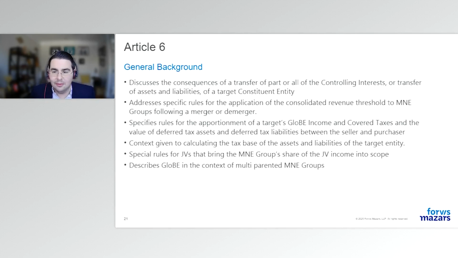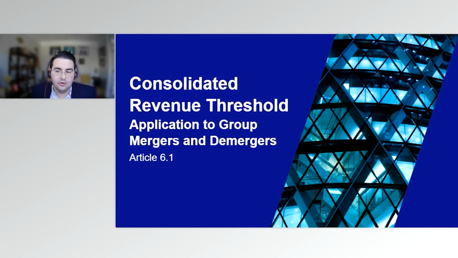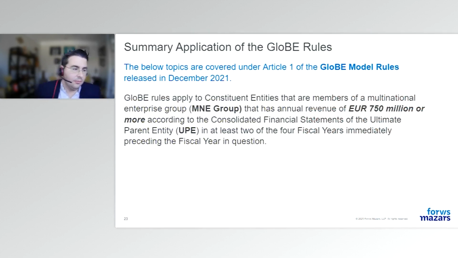I don't know if we'll be able to cover all of this today, but we're going to highlight some of the key points that we haven't discussed in prior sessions. So without further ado, let's talk about the consolidated revenue threshold. As we all know, you're in Pillar 2 if your M&E group in 2 of the last 4 fiscal years has euro 750 million or more, according to the consolidated financial statements of the UPE.